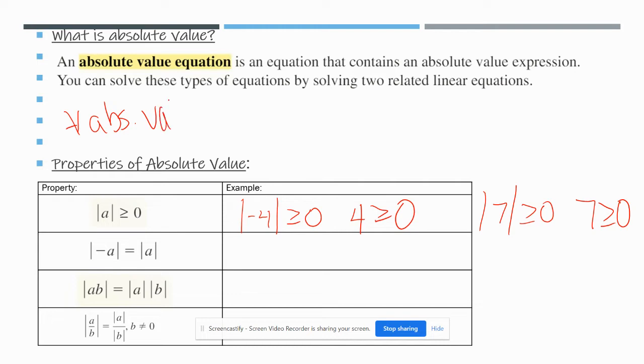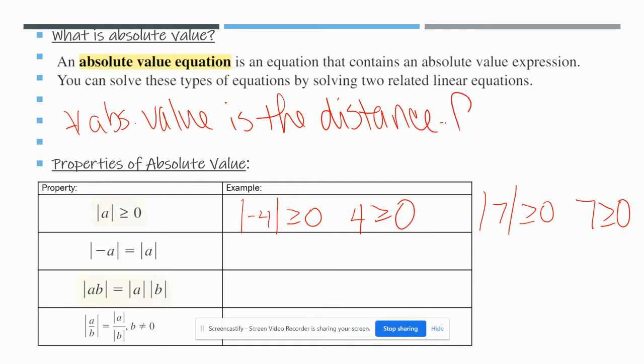Now, I know we talked about this way back at the beginning of the year, but a reminder that absolute value is the distance from 0 on a number line. And so that's why it's never negative. It's a distance. You can't owe distance.